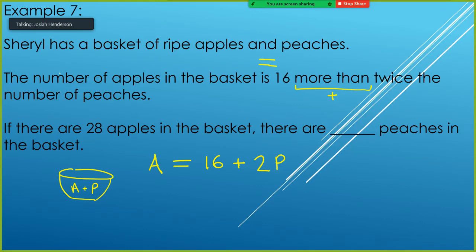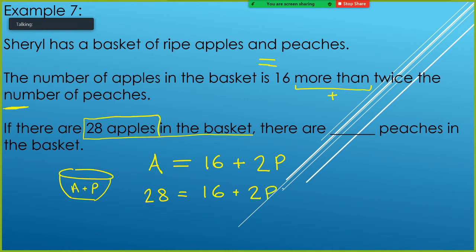So far we've only made it to the second sentence, right? We're here. If there are 28 apples in the basket, there are how many peaches in the basket? So this is telling us what to substitute in for A for apples. I'm going to now plug in 28 in for A. And now this thing has become a linear equation because there's only one variable and we can solve for P, for peaches.